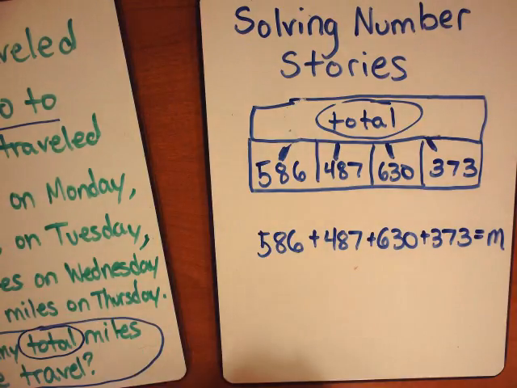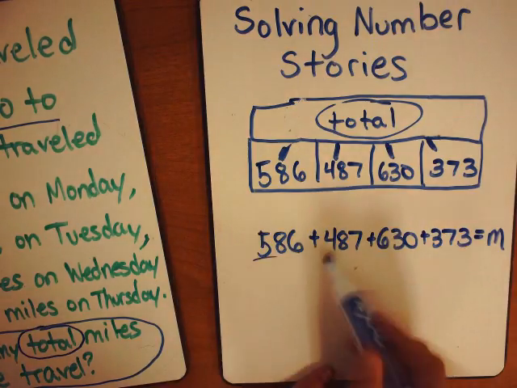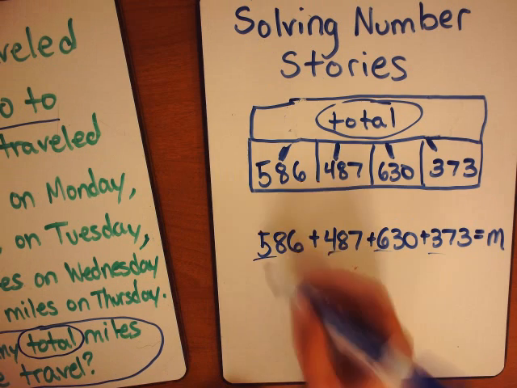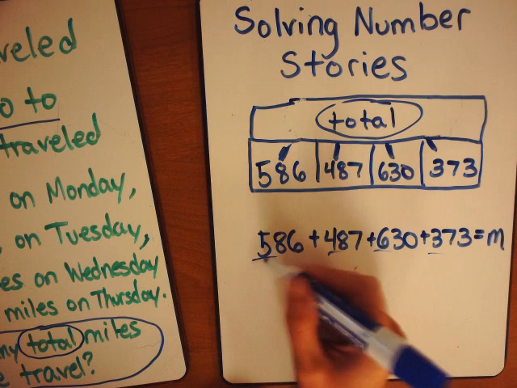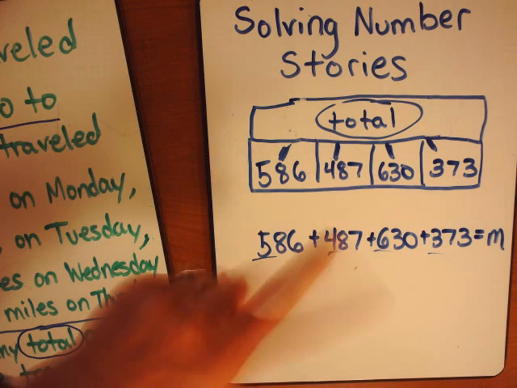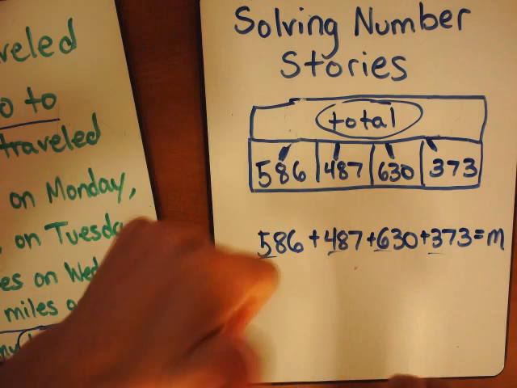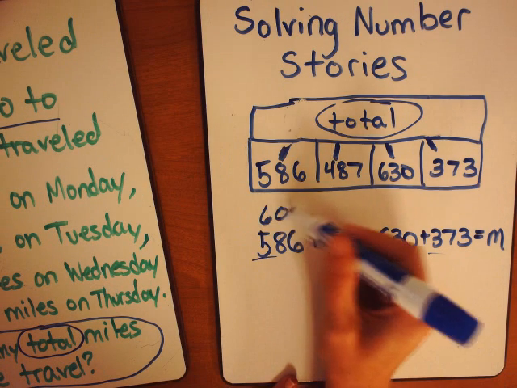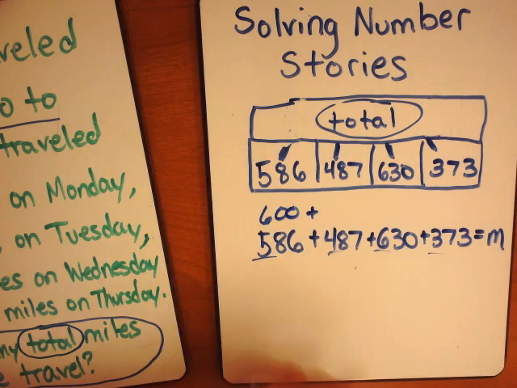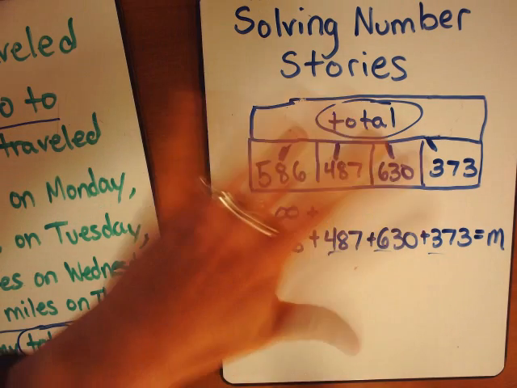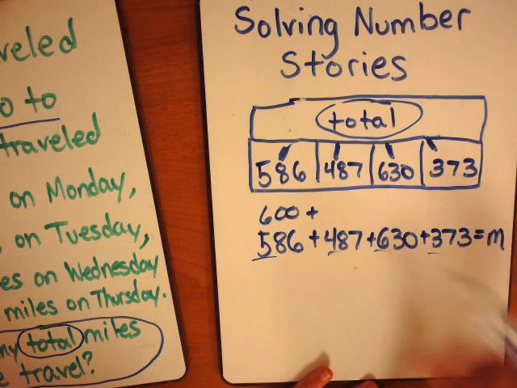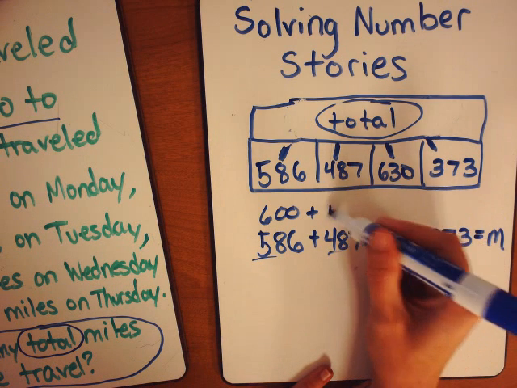Okay, so I'm going to quickly make a ballpark estimate for each of these. I notice that each of them has 100, so I'm going to round to the nearest 100. When I round to using this 100, I care about the 8. 1, 2, 3, 4, 5, 6, 7, 8. There's my thumb, so 586 rounds to 600. 487, I care about the 8. 1, 2, 3, 4, 5, 6, 7, 8. There's that thumb, so I'm going to round up. 487 rounds to 500.